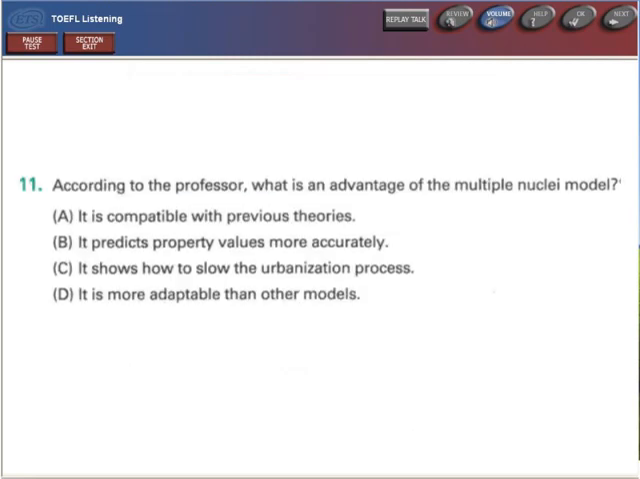11. According to the professor, what is an advantage of the multiple nuclei model?